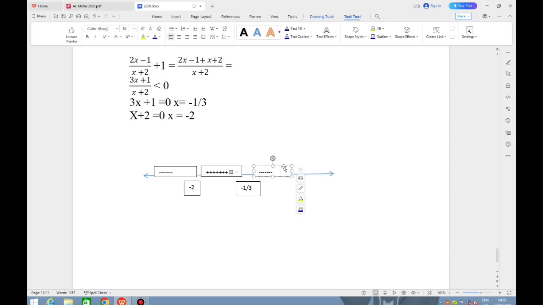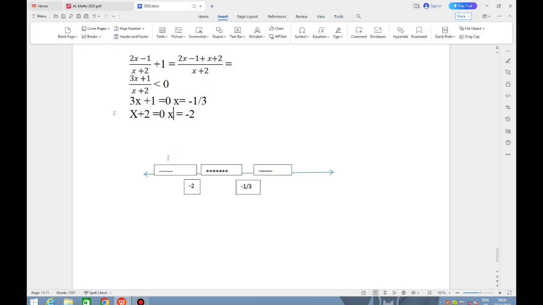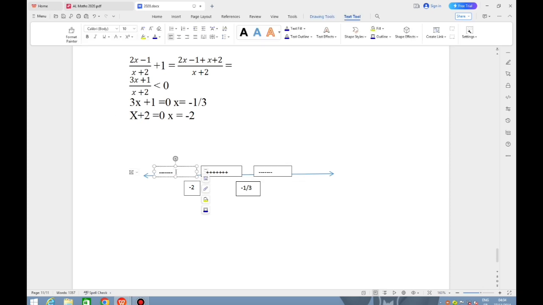And from here, we are looking for values which always make this expression less than 0, that's the negative values. Take a value less than negative 2, say negative 3, and substitute it in. That's negative 9 plus 1, negative 8, and negative 3 plus 2, that's negative 1. That gives a positive value, so this is always greater than 0, and this is not the answer.